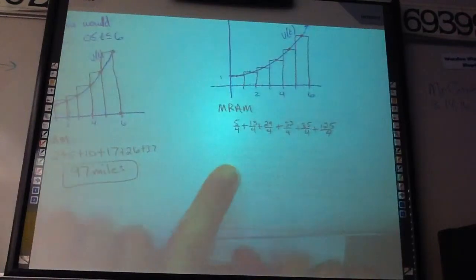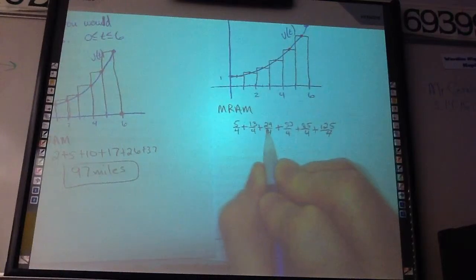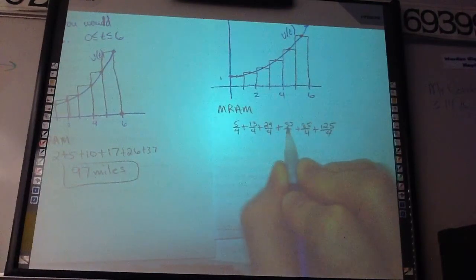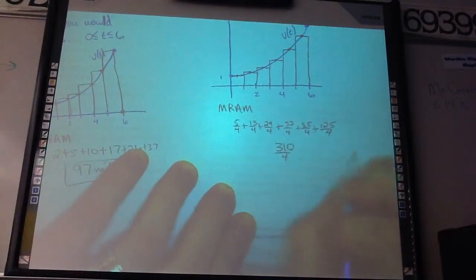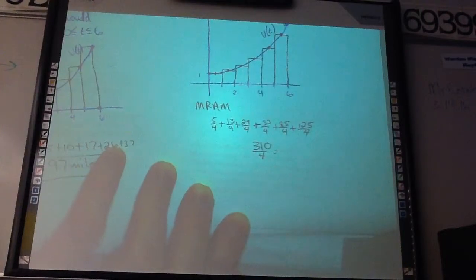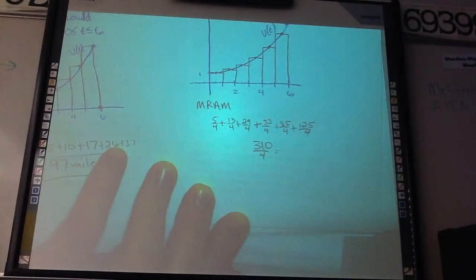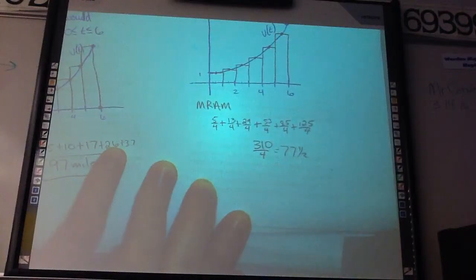Hey, they all have a common denominator already, that's nice. That's 18, 47, 185, 285, 305, 310/4. This could be wrong, I'm just going fast. It's 310/4, 4 into 310. 80? No, that's 320. 70 is 280, 30 more, so 7 is 28, 280 and 28, it's 308, 77 and a half.